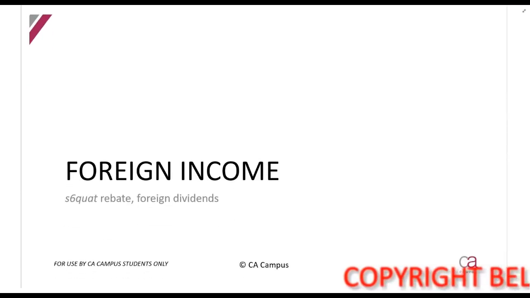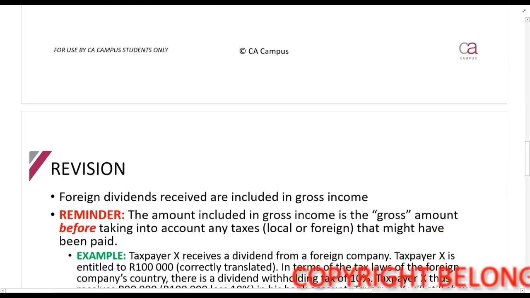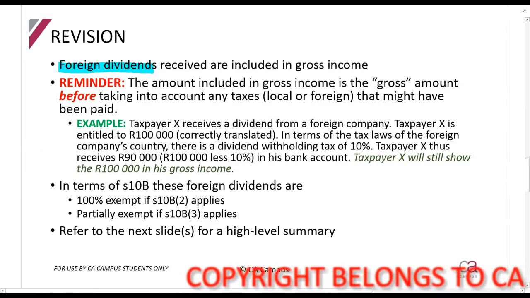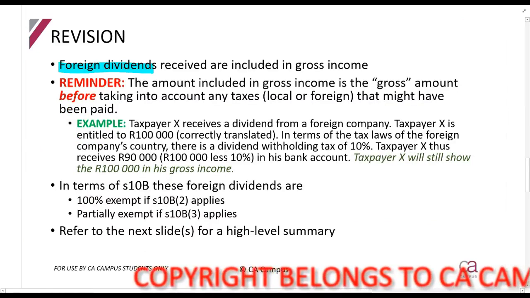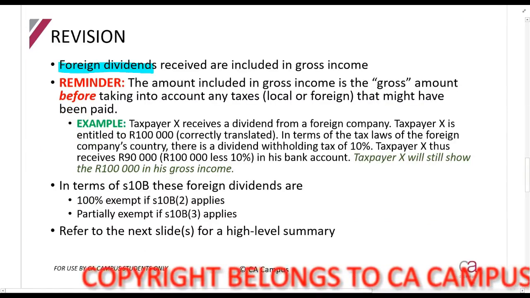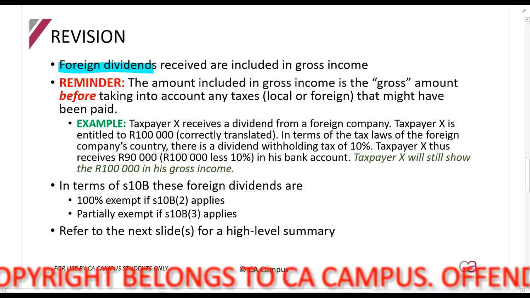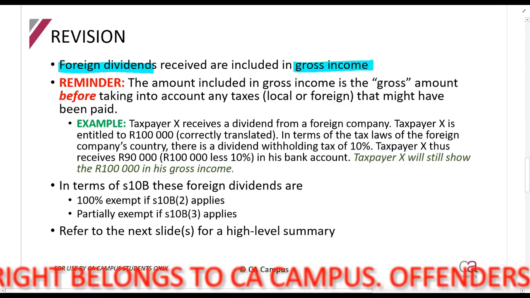So what we're going to talk about is some revision on foreign dividends. That's what we'll start off with. So if you have shares in a foreign company and that foreign company decides to pay out dividends, they are called foreign dividends. Those foreign dividends are included in your gross income.